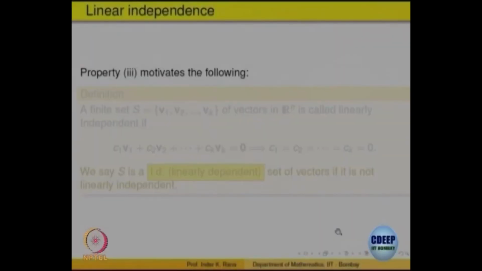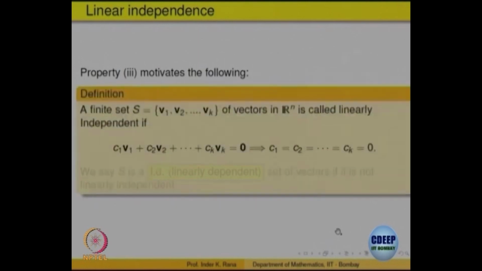What was property 3? That said every element has a representation and 0 has a unique representation. The unique representation property is an important one, which will let us single it out. A set of vectors in Rn is called linearly independent. So that property that 0 has unique representation, meaning what? If sigma alpha_i v_i is 0, then each alpha_i must be 0. That property is called the linear independence of the vectors v1, v2, ..., vk.